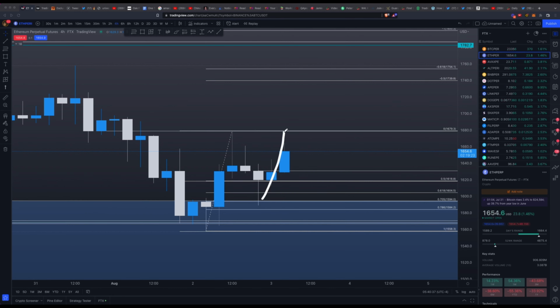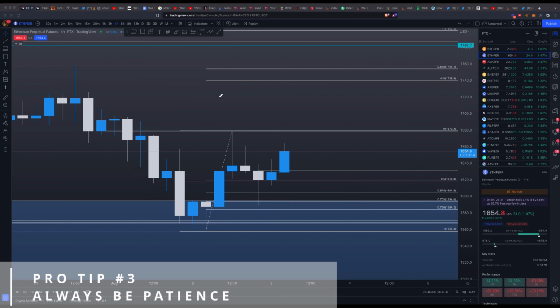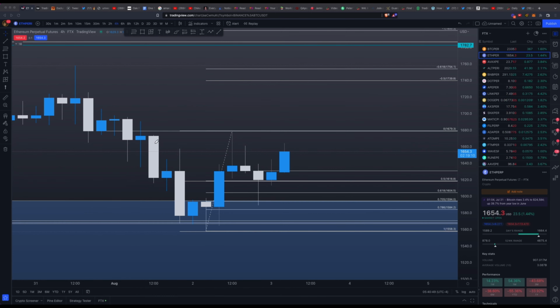And after that's done, then you put the market back into the direction that it's supposed to go, which is why you always, always, this is pro tip number three, you always be patient and allow the trade to come to you. Develop that hunter mentality, right? Just sit and wait for your prey to come. And that is going to be the way that you catch the biggest of prey.